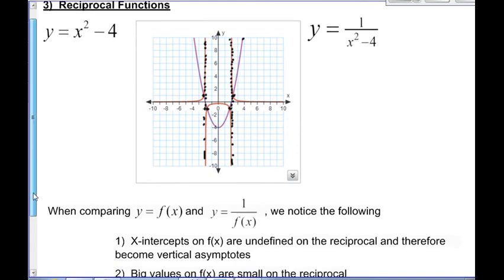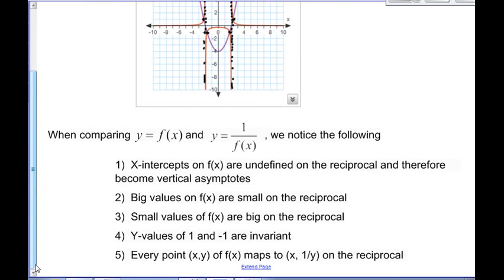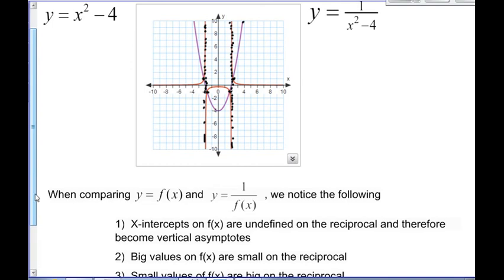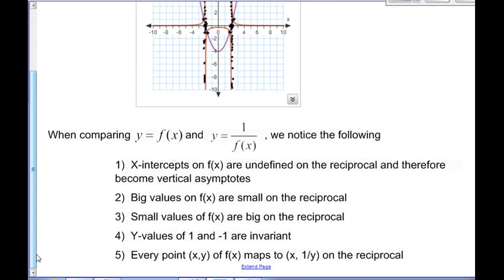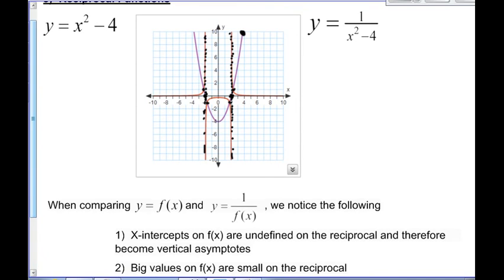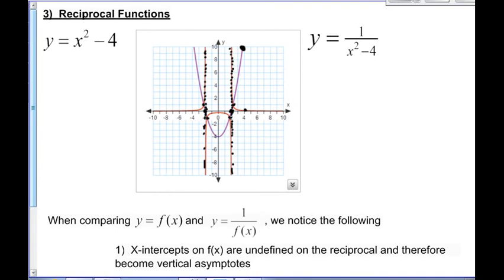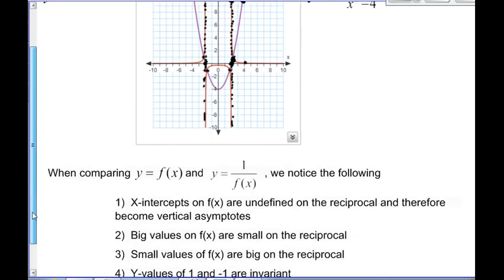So the things we want to notice here when we compare y equals f of x and 1 over f of x: x-intercepts on f of x are undefined on the reciprocal and therefore become vertical asymptotes. So check out where those vertical asymptotes happened. They happened where you had x-intercepts on the purple one. Big values on f of x are small on the reciprocal. So here's a place where there's a big value on f of x, it's small on the reciprocal. Small values on f of x are big on the reciprocal. Okay, so here's where we had a small value on the purple, made for a big value on the red.